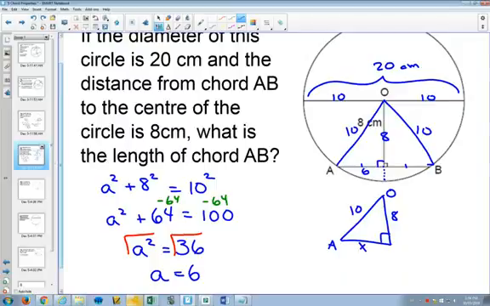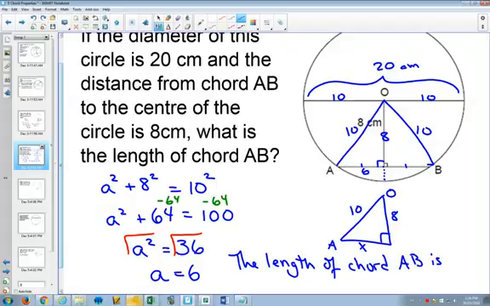So what was the question asking us to find? The length of chord AB? So, what is the length of chord AB? 12 centimeters, because this will also be 6 there. So because those two are the same, you know the length of chord AB is 12.